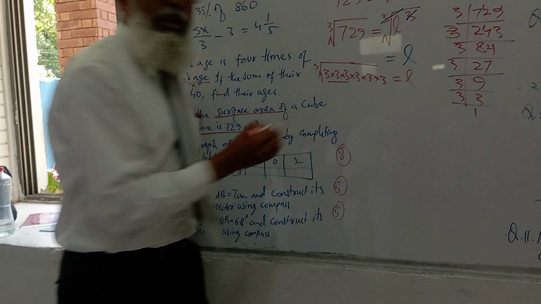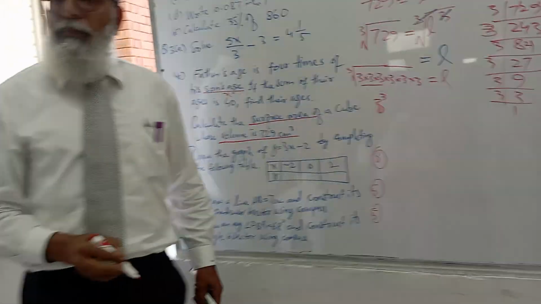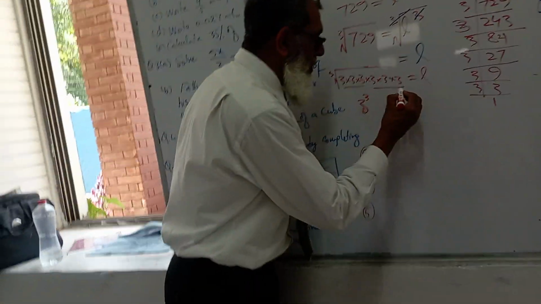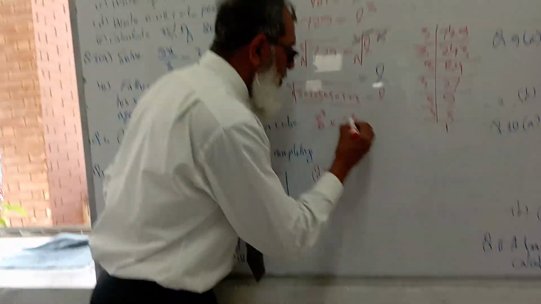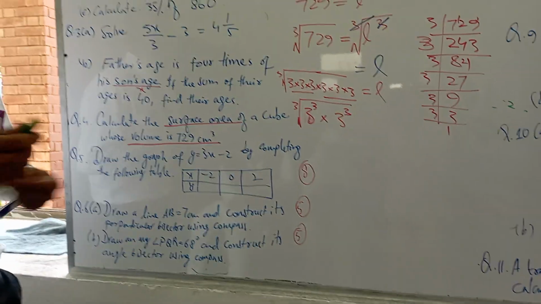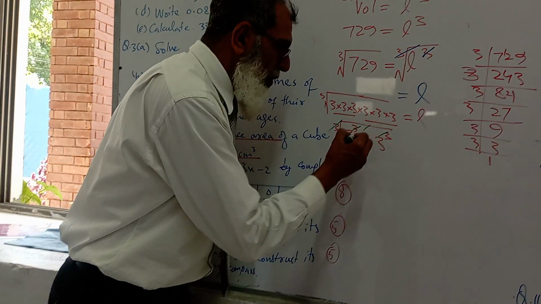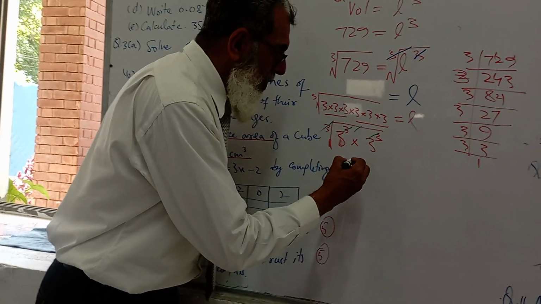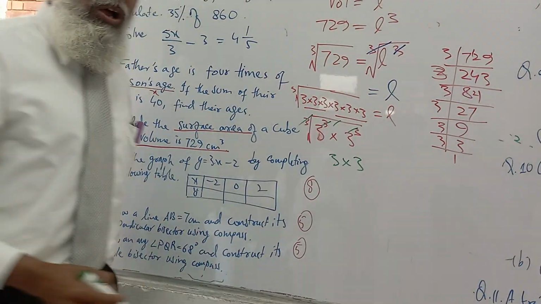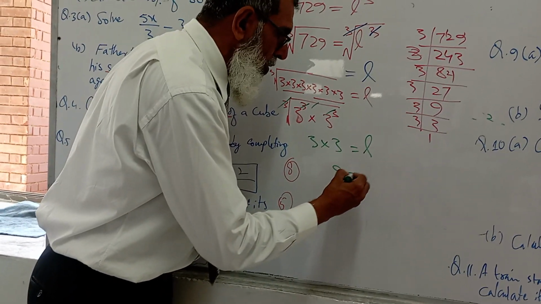Now we see that these three could make the form of 3 cube. And the other three could make the form of 3 cube. And we know that cube cancels cube root. So they come out of the cube root. So this is 3 times 3 out from the cube root, and this is the length, which is equal to 9.